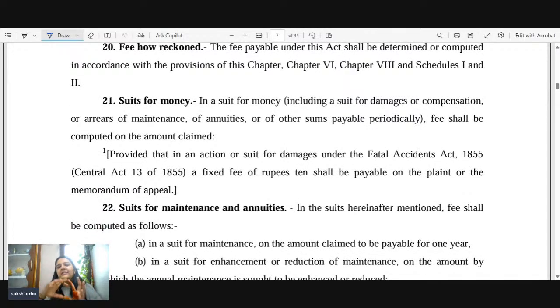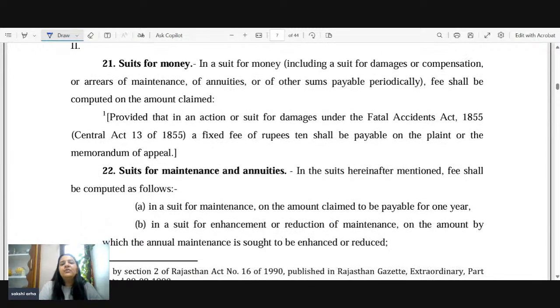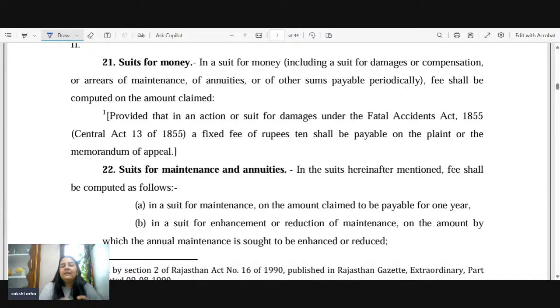Schedule 1 is that when there is valuation, what fee we will charge. Then there is fixed relief, what the fee will be for those. So according to all these chapters and schedules, we will decide the court fee. Then suits for money. In a suit for money, which includes damages, compensation, maintenance, annuities, all these suits, the fee shall be computed on the amount claimed.